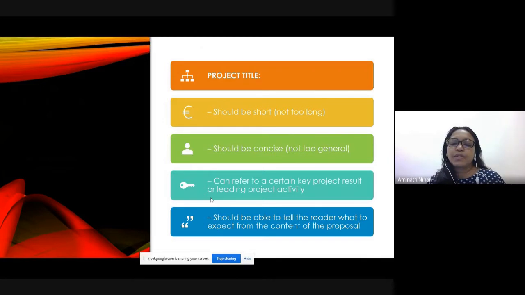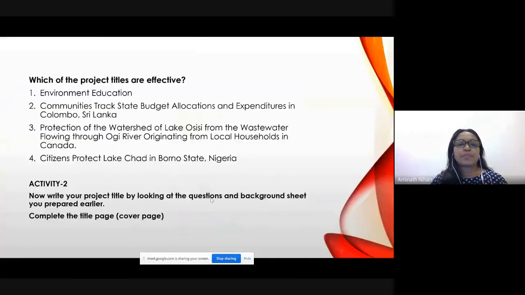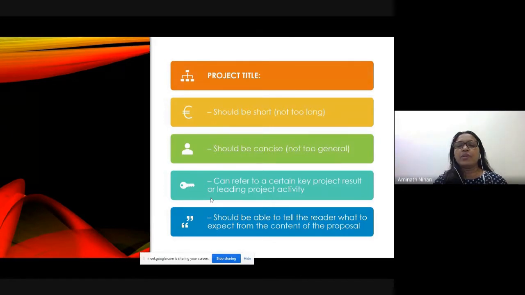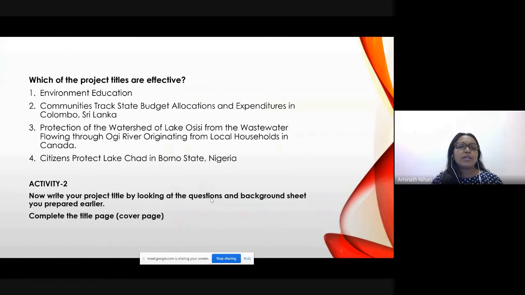It can refer to a certain key project result or leading project activity, and it should be able to tell the reader what to expect from the content of the proposal. Here are some titles, 1, 2, 3, and 4, to get you thinking. Read them and think about which one is effective, using these criteria: not too short or too long, very clear and not general, specific, concise. Something the project is trying to achieve should be reflected in the title, and when readers read it, they should know what parts this proposal will have. Try to read these four titles and think about how effective they are.